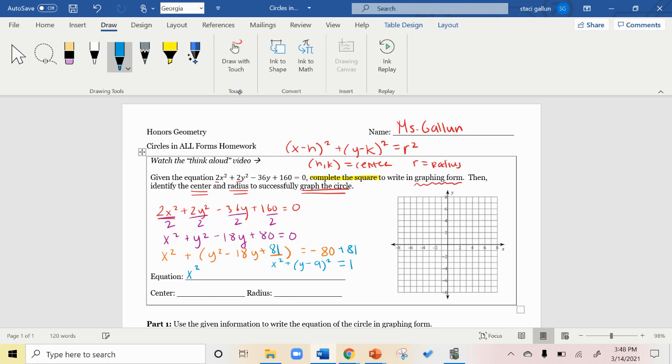Oh my gosh, I got it in standard form. That was so great. All I needed to do was go back and look at some of the PowerPoints, but that was great.